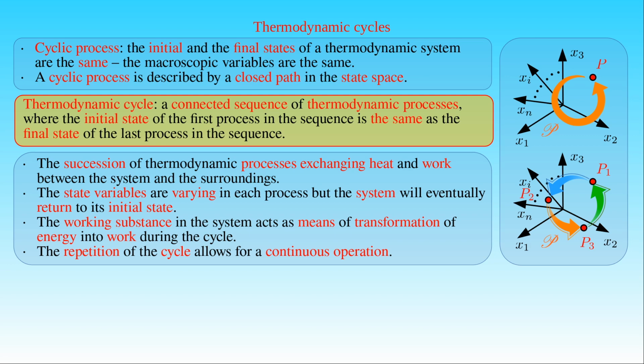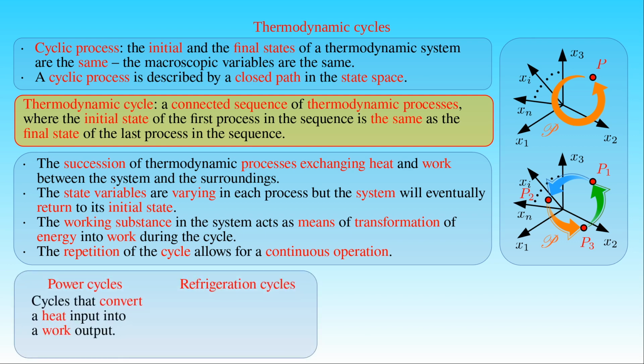Two primary classes of thermodynamic cycles are power cycles and refrigeration cycles. Power cycles are cycles receiving heat as input energy and producing work as output energy, in other words converting heat into work. Therefore power cycles are also called heat engines. Refrigeration cycles transfer heat from low to high temperatures using work input, in other words they convert work into heat, and are also called heat pumps.